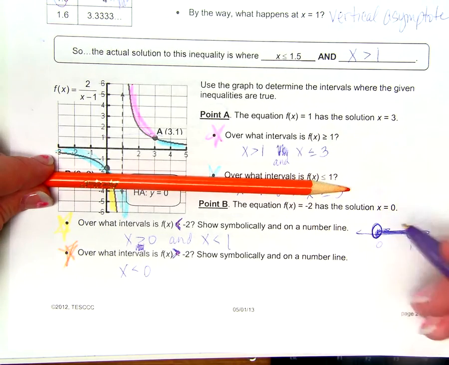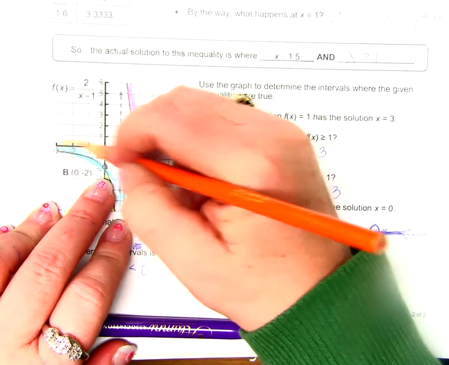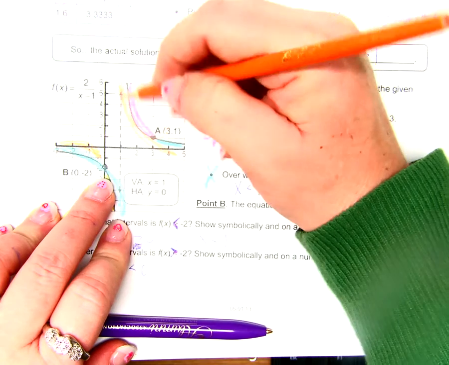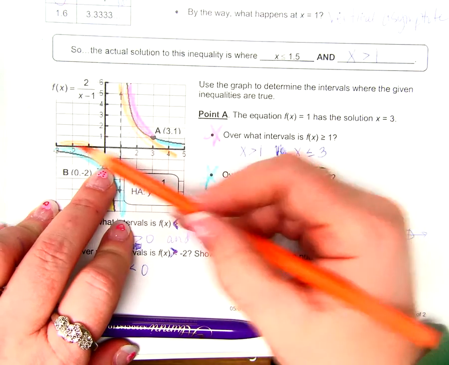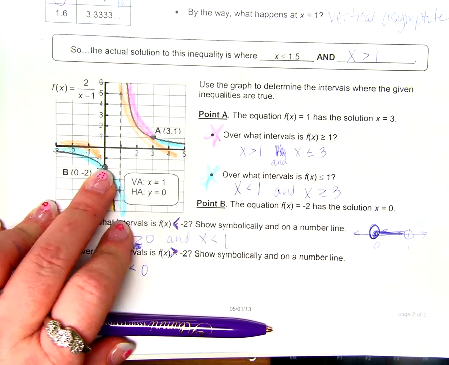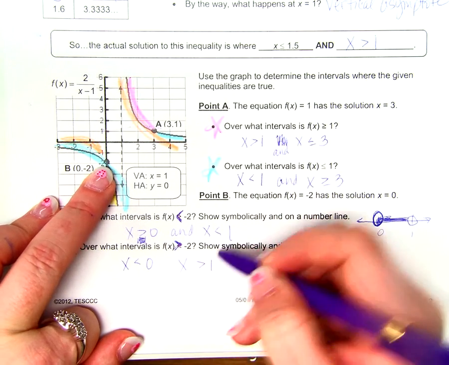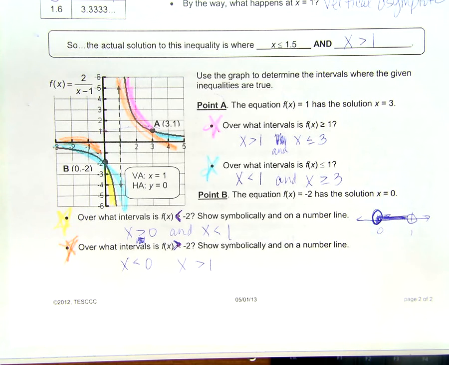And what? Where else? I'm covering with the thing I need to color with. So it's that area and all of that area, right? So that's taking the x values that are less than 0. What are these orange values up here? X is greater than 1. Why not greater than or equal to? Oh, 1's an asymptote. I can't get there, can I?